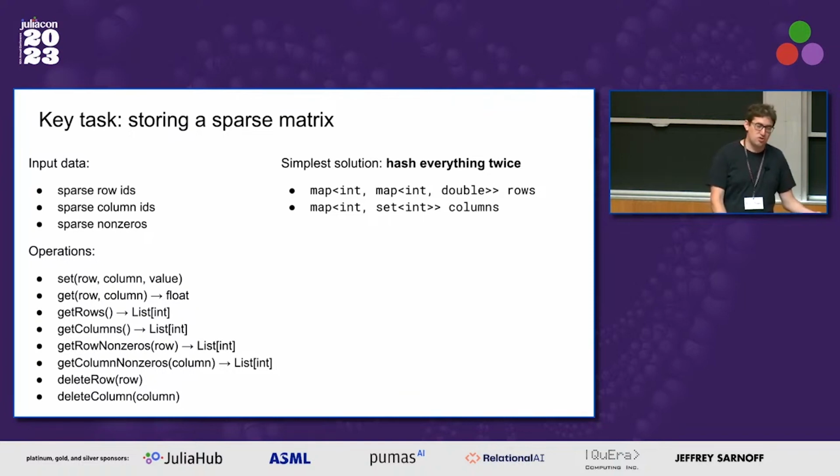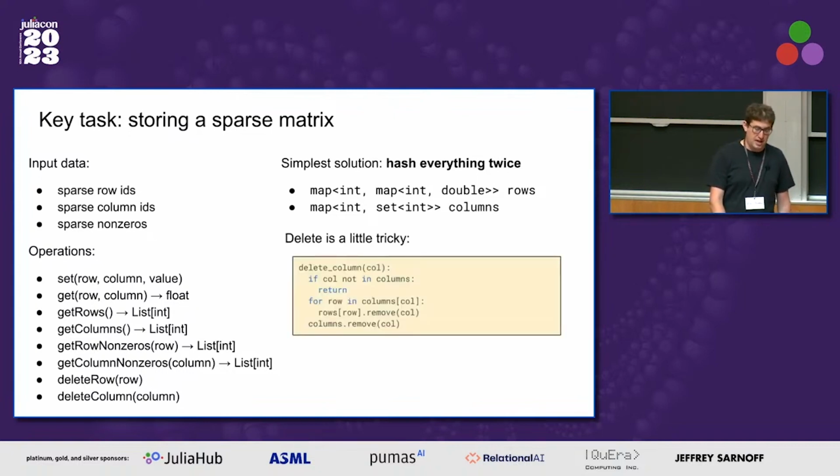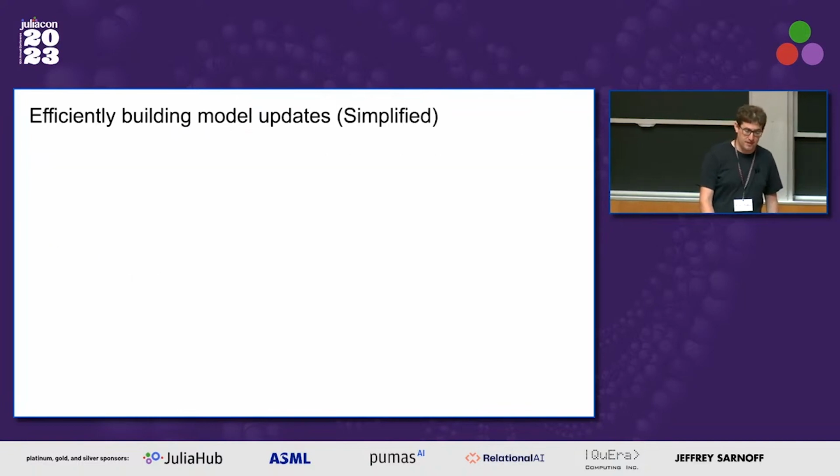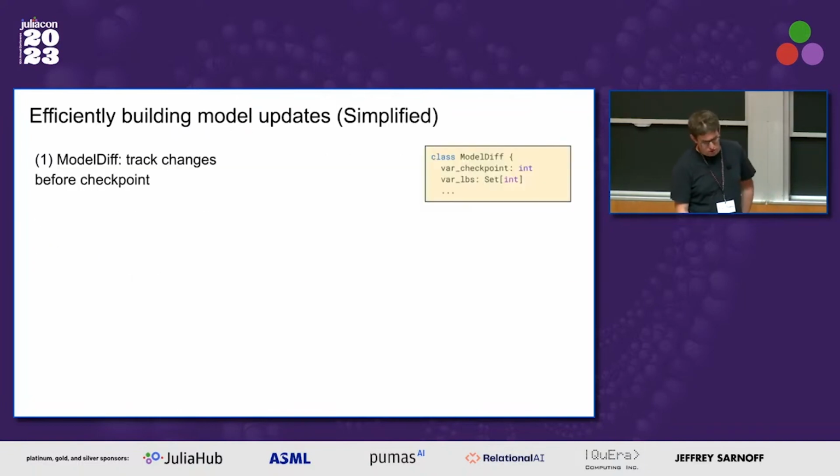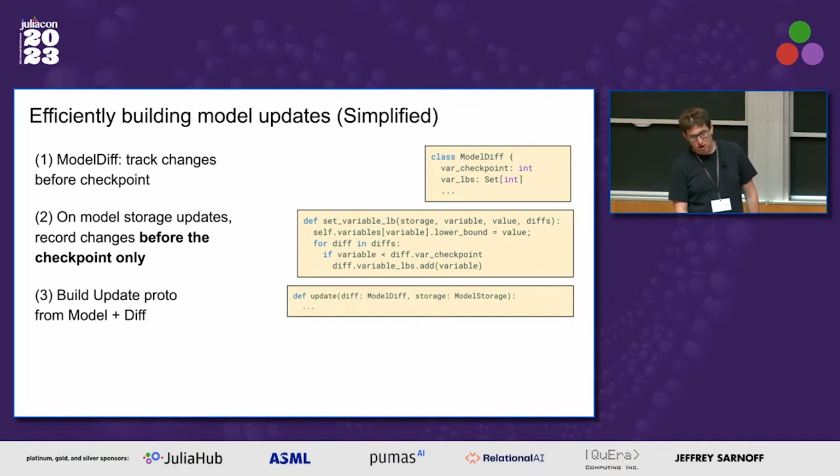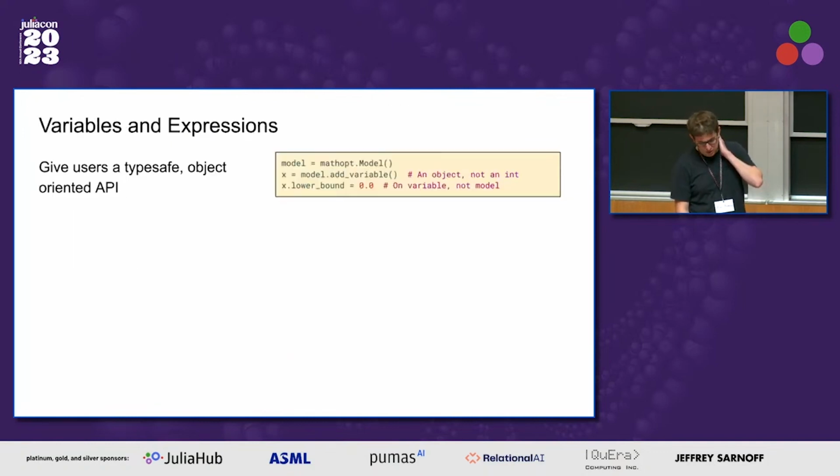And then so this is a lot of hashing, right? But you can get an optimal result here. And when you want to delete a column, it's a little tricky, but it's relatively simple code. I'm actually going to skip this for time. And we can do better in terms of reducing the total amount of hashing our code uses with more complicated data structures. In C++ we do it, in other languages we don't. Okay, so I'm just going to skip this, how do we build model update protos, because the slide is kind of long and we're out of time.